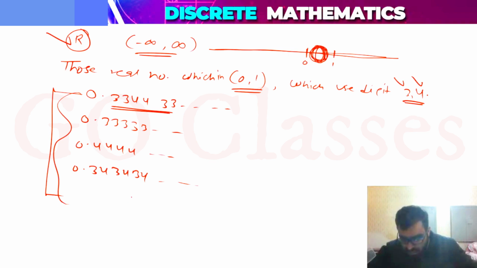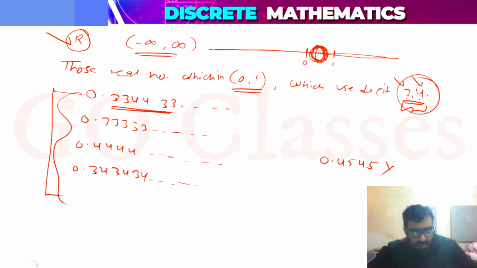This set of real numbers itself is an uncountable set. This we will prove. Remember, all these numbers only use 3, 4 and this thing. So you can see no other digit is being used. We are not considering this type of real numbers. We are considering only those real numbers which use either this digit or this digit.